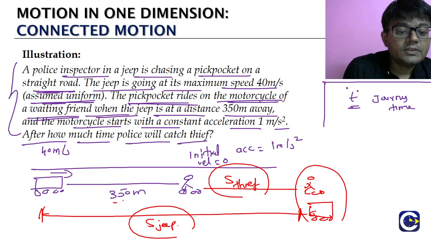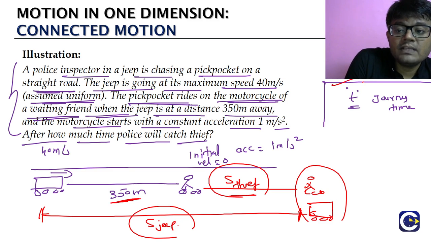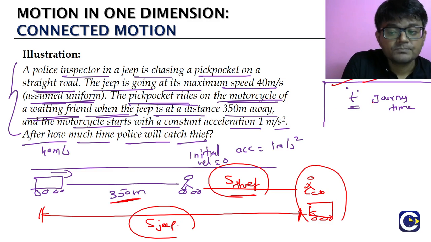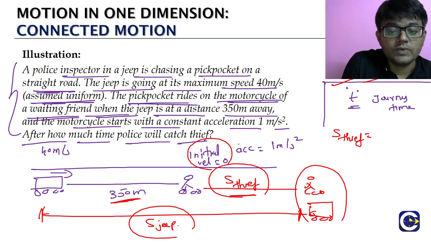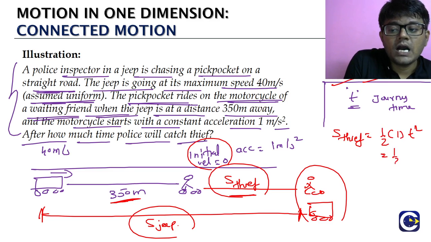What is it? 350 plus the thief displacement is equal to the displacement of the police jeep. Both of them are having the journey for the same time, T. So let us look at the displacement of the thief. The thief is starting with initial velocity 0. What is the formula we are going to use? S is equal to ut plus half at square. U is 0, so it will be only half into acceleration, 1, into t square, which is half t square. Everything is in the SI system, so we are omitting the units while calculating.